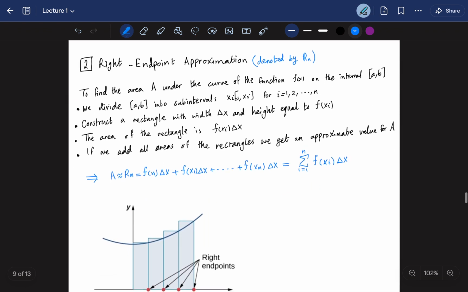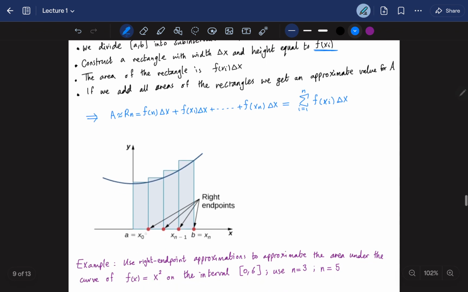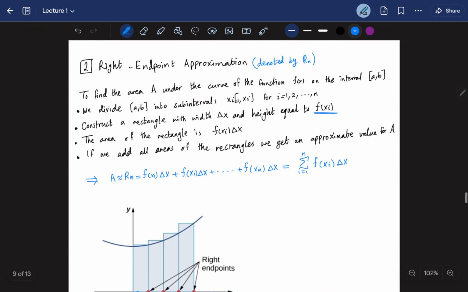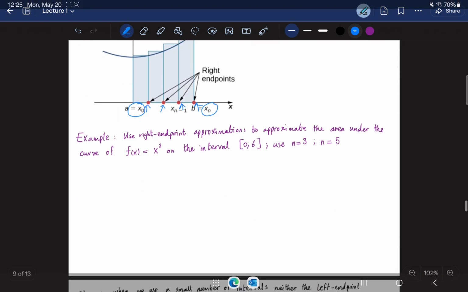Okay, so the second method here is using the right endpoint approximation. Repeating the same exact process, but instead of taking the height to be f of x_{i-1}, which is the left endpoint, I'm going to take my height to be f of x_i using the right endpoints. So the right endpoints are these. Here we include x_n. In the left endpoint, we exclude x_n, and I take x_0. Here I exclude x_0, and I take x_n. Using the same method as the left endpoint, we can approximate a right endpoint.